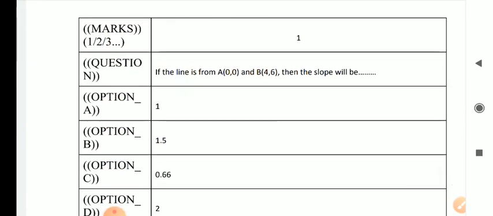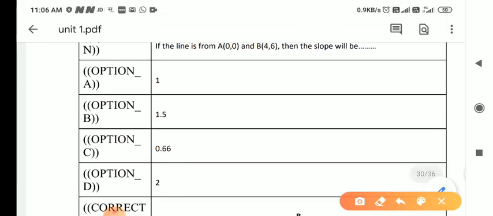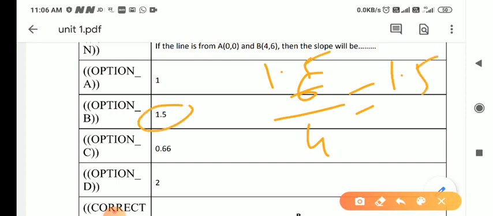If the line is from (0, 0) to (4, 6), then what will the slope be? Just simply find the difference. First, dy divided by dx is 6 divided by 4. So the answer is 1.5. So the answer is B.